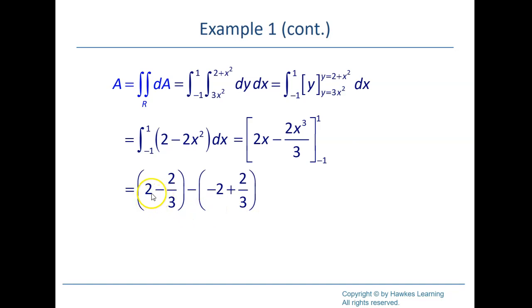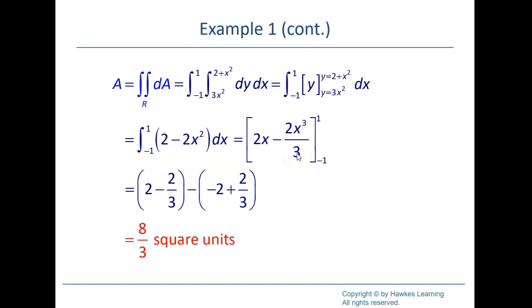negative plus negative, it would actually be minus. So we get 2 minus -2, that would be 2 plus 2. And then we get negative 2/3 minus positive 2/3. Again, that's a negative going in, so it's changing it to a plus, but we subtract the lower value from the upper value. So we'll get a positive 4 minus 4/3. So that's 8/3 square units is the area.